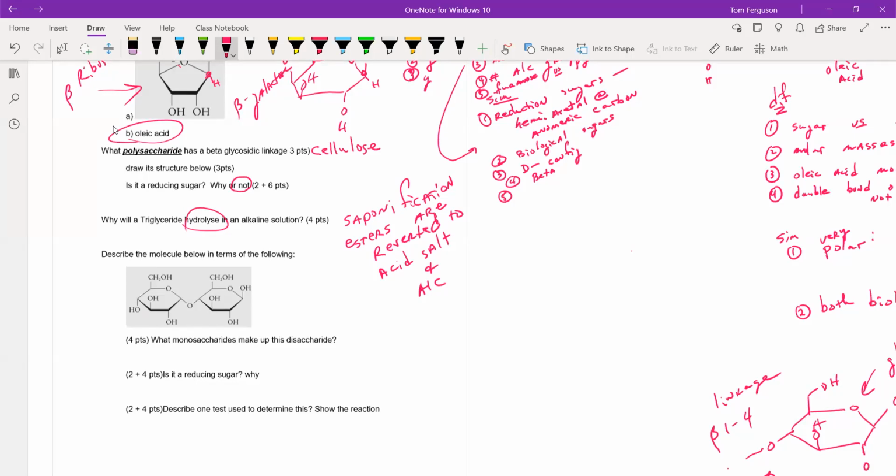Does that make sense to everyone? So when the esters come apart under alkaline conditions, that's called saponification, and they form their acid salt and the alcohol from which they were created. Okay. Describe the molecule below in terms of the following. What monosaccharides make up this disaccharide?